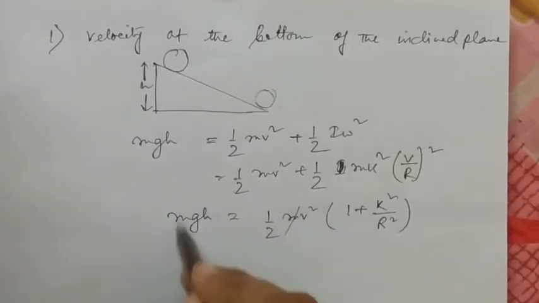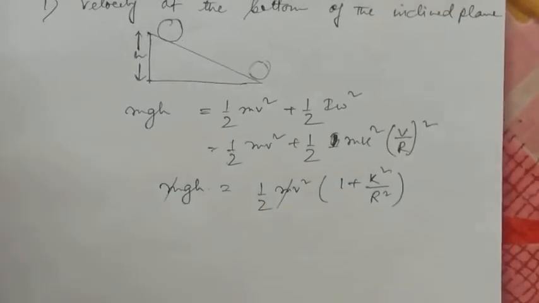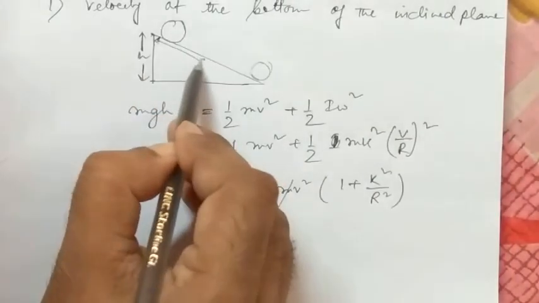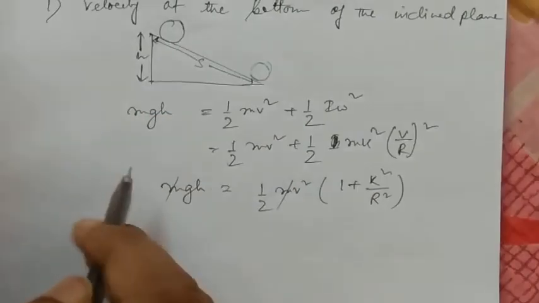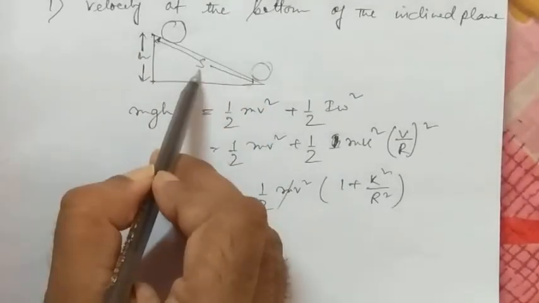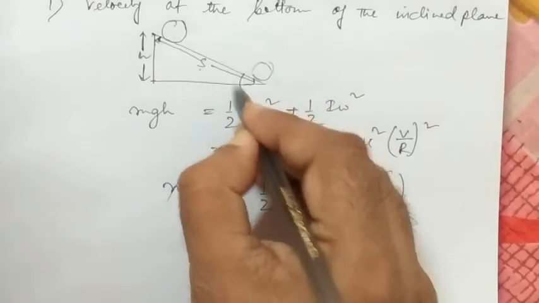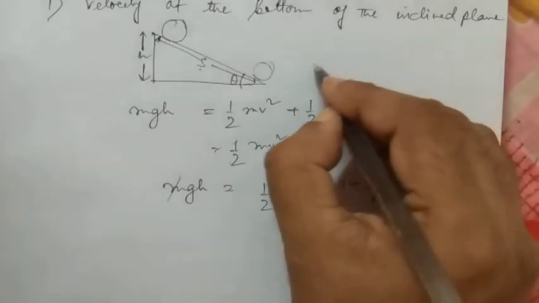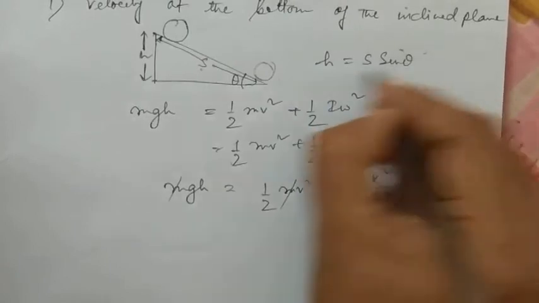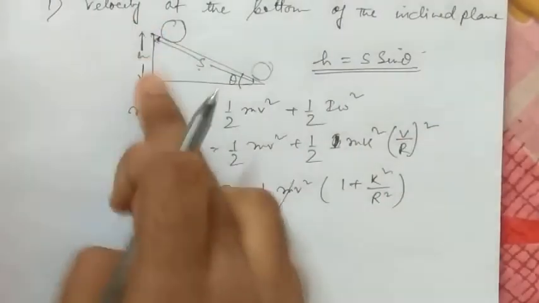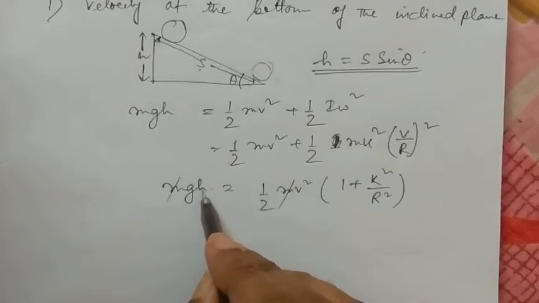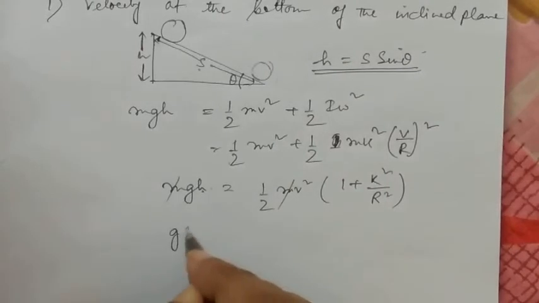So again m gets cancelled from both the sides. Let the distance traveled by the body along the inclined plane be s. The distance traveled by the body down the inclined plane is s, and this angle is theta, so the relation between h and s is h equal to s sine theta. So we replace the value of h here as s sine theta.